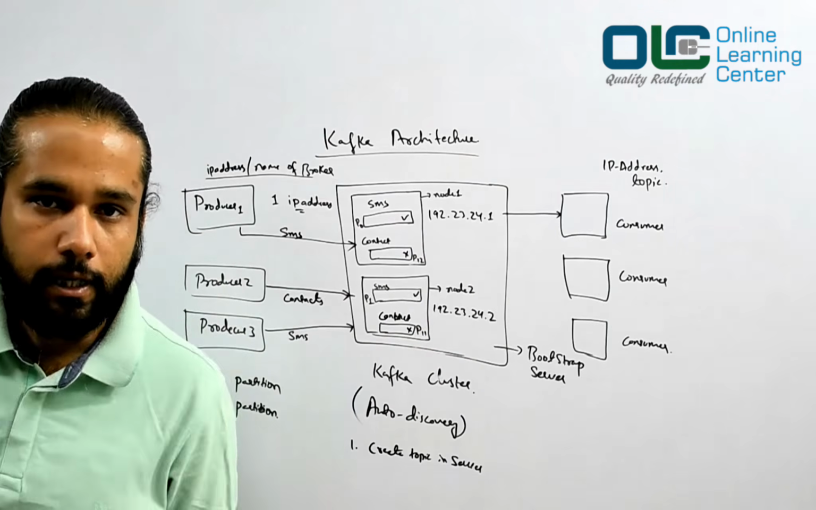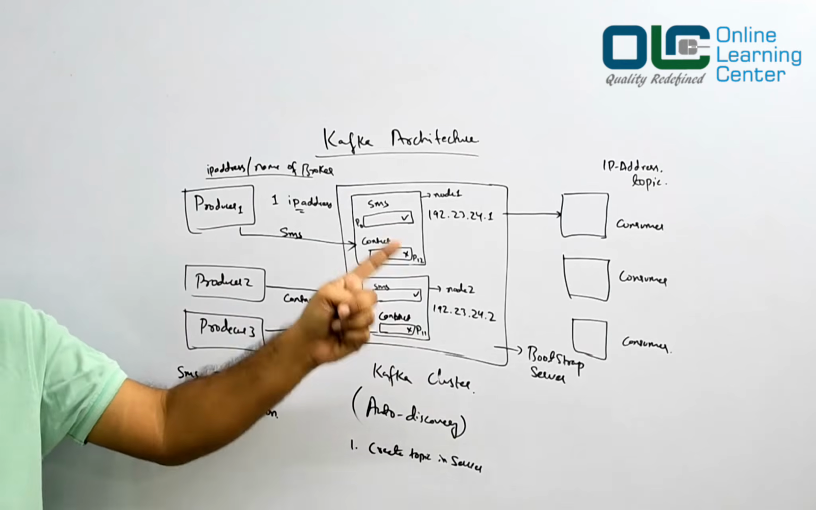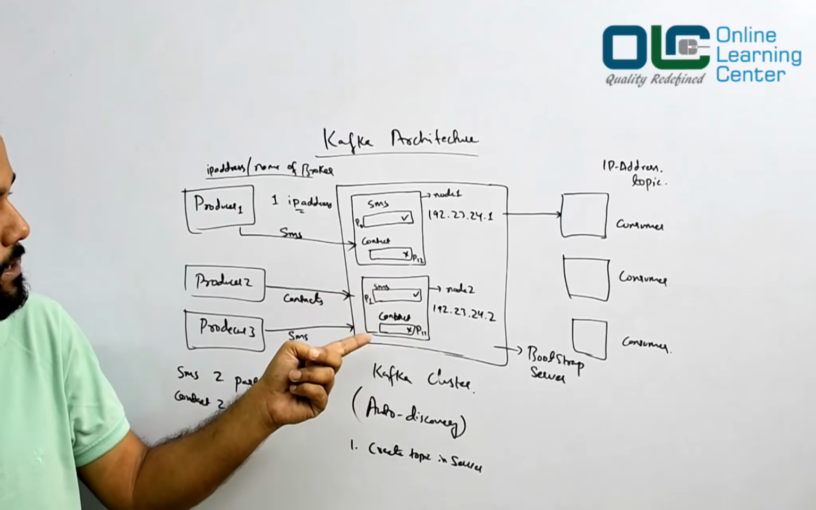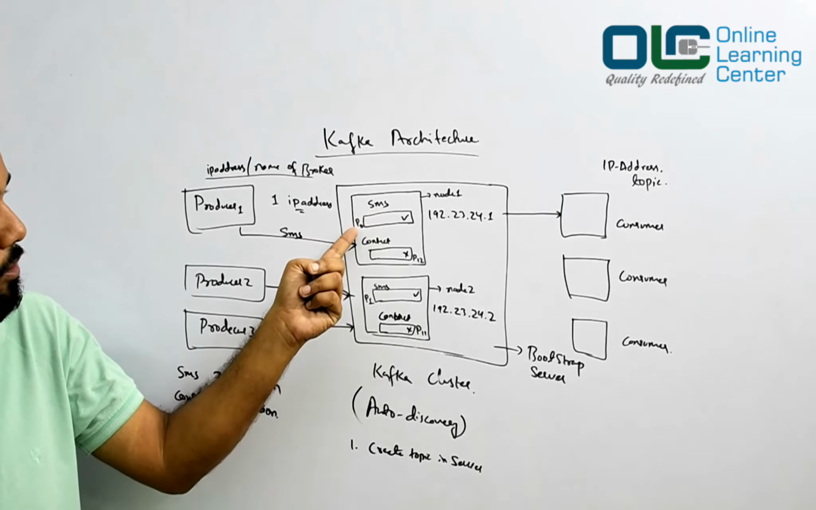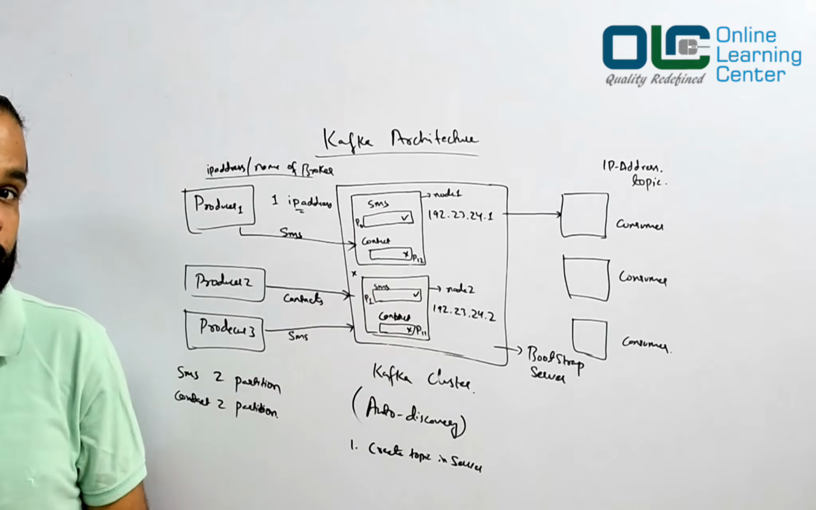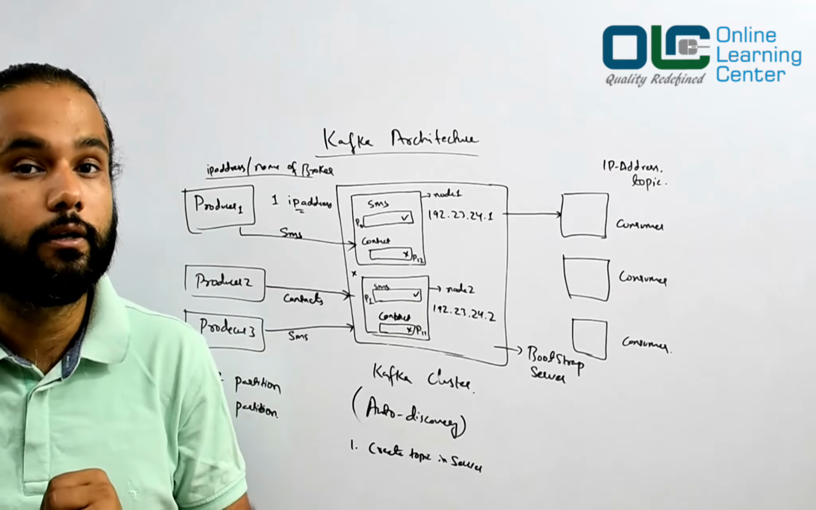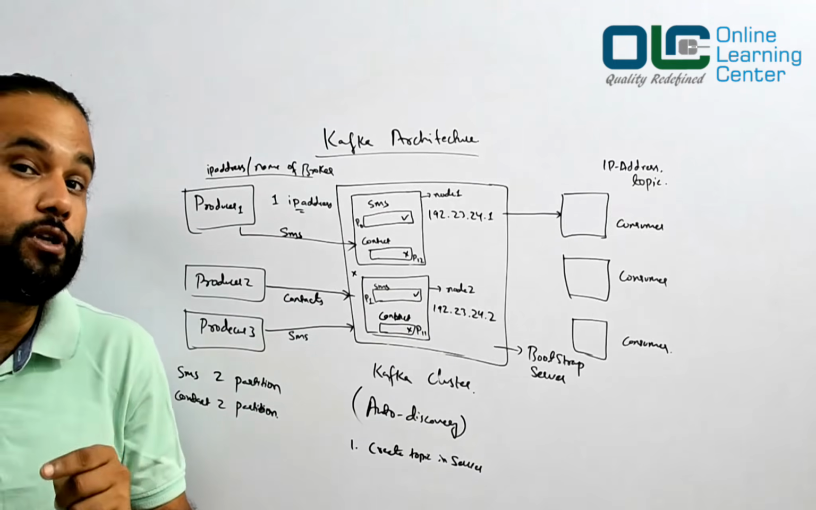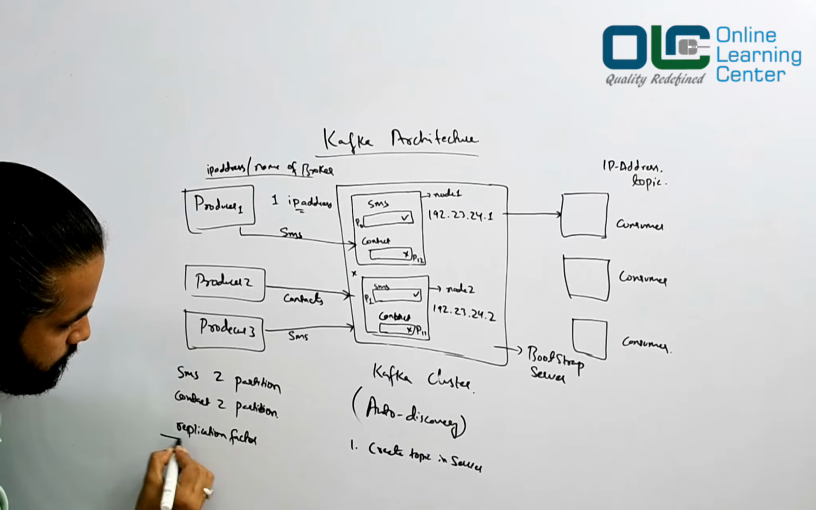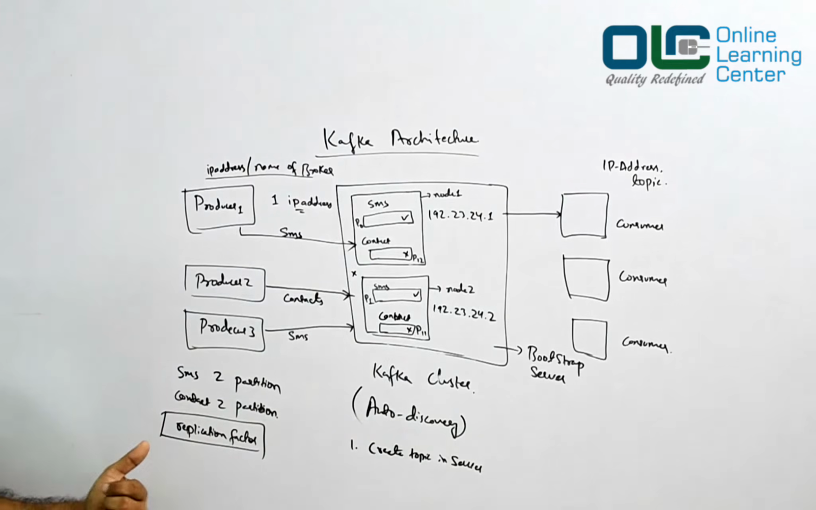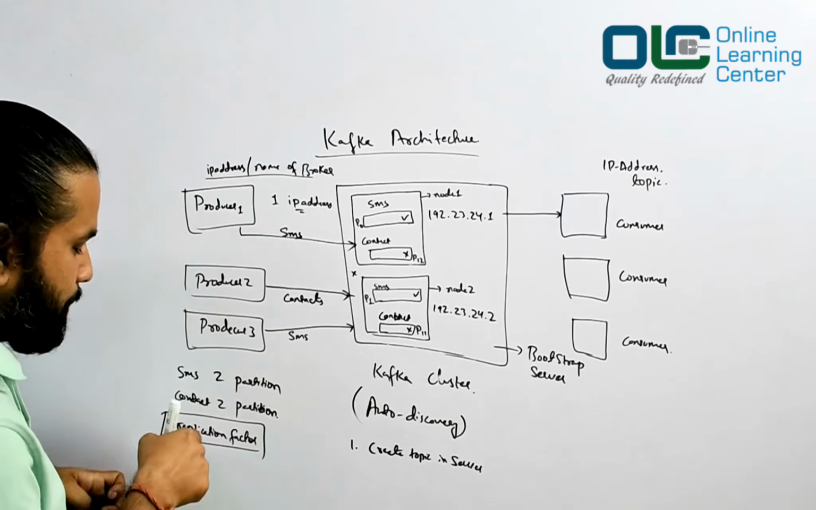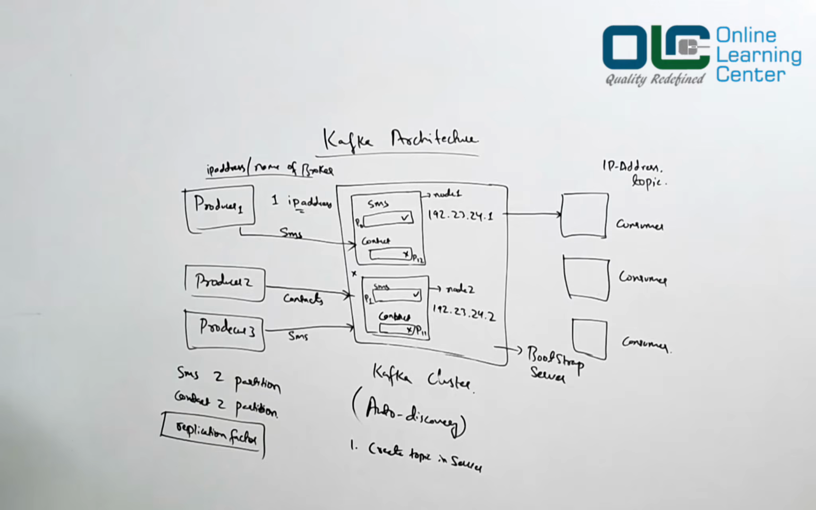Now, it is possible that one of these nodes may fail, probably. Okay, and if that fails, then what will happen here? SMS P0 is here, but SMS P1 is here, and if this fails, then definitely there would be data loss, isn't it? Which is what you don't want. So in order to avoid that, we have a concept of replication factor, which means these partitions can now be replicated to other servers.